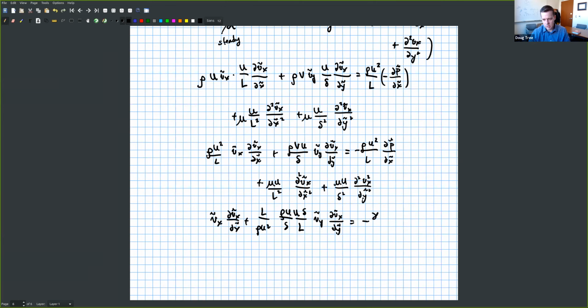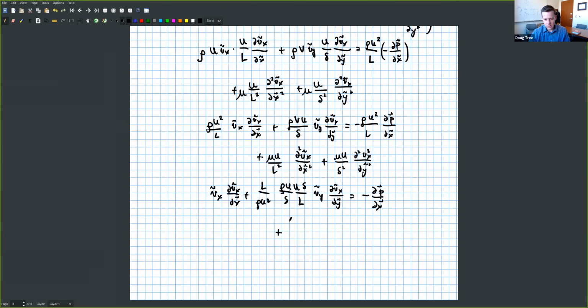So this should just be minus dp dx plus, now I'll have the two viscous terms, L over rho u squared times mu u over L squared, second derivative of v with respect to x squared, plus L over rho u squared, and now I'll have this one, mu u divided by delta squared, second derivative of vx with respect to y.